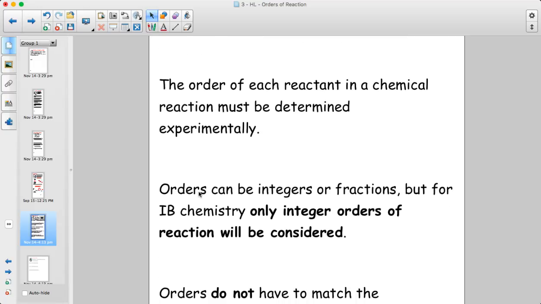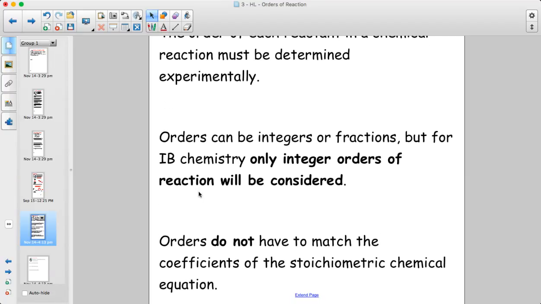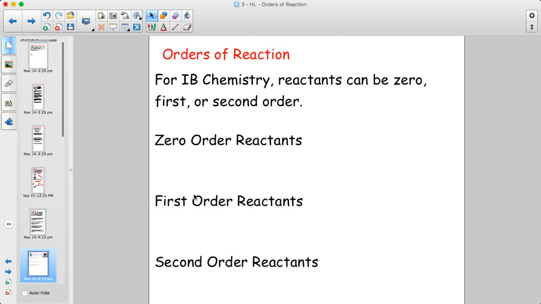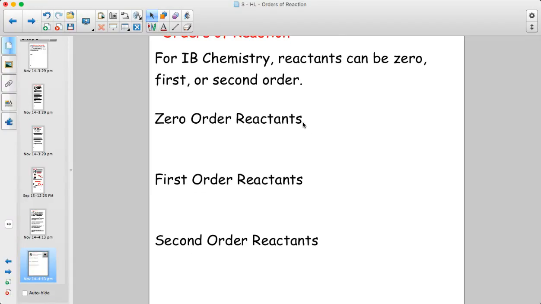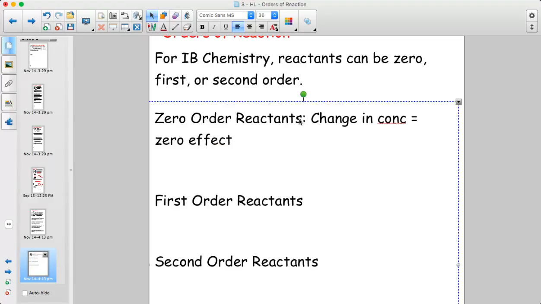Orders can be integers or they can be fractions, but for IB chemistry, only integers are going to be used. So really 0, 1, or 2. And orders do not have to match the coefficients of the stoichiometric chemical equation. So for you guys, you're going to have 0, first and second order reactants. For 0 order reactants, the change in concentration has 0 effect on the rate. Okay?